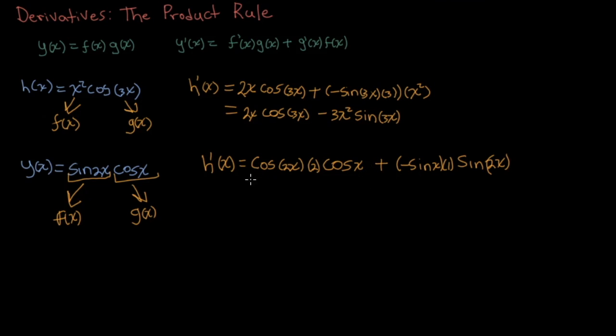So what we can do now is simplify this further. We can write 2 times cos 2x times cos x minus sine x times sine 2x. Make that look a little bit neater here. And there you have it. So that is the product rule.